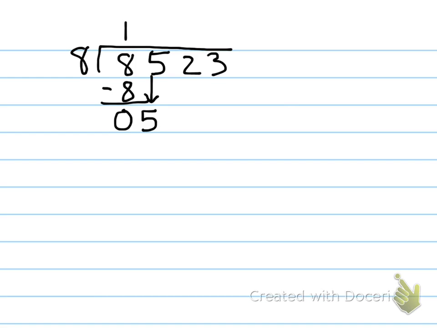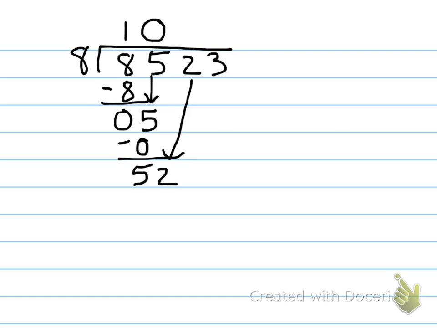Well, 5 divided by 8, well, that would go in 0 times. So I'd put a 0 up there. So you could do 0 times 8 is 0 and subtract that. All right, you don't usually have to show that step, but you can just to make sure. All right, so we still have our 5. So when that happens, you just bring the next place value down if you can't divide.